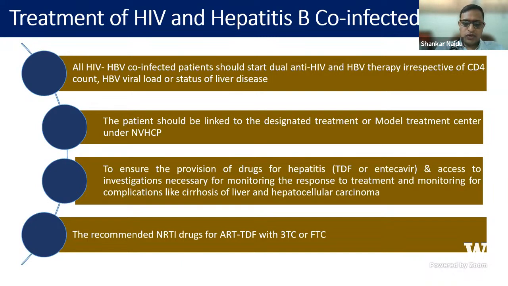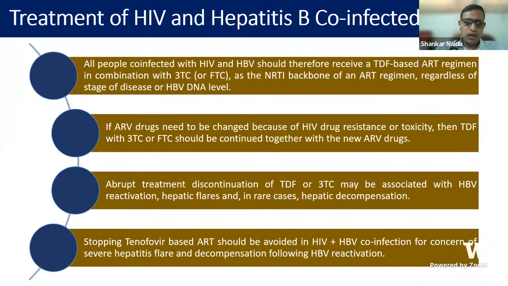And the next question would be, what would be the preferred ART regimens? For patients who are co-infected with hepatitis B and HIV, the preferred regimen, the NRTI backbone, should include tenofovir, which is combined with either lamivudine or emtricitabine, irrespective of the stage of the liver dysfunction that is present in the patient.